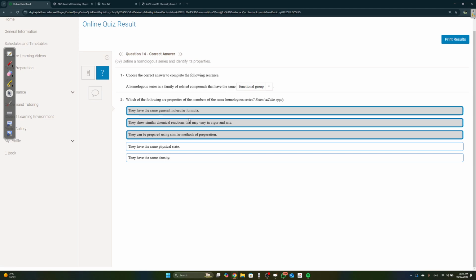Did she get it wrong last week? Yes, she did. I don't know why, but it should not be same, it should be similar. They can be prepared using similar methods of preparation, yes. They have the same physical state? No, they don't. They have the same density? No.